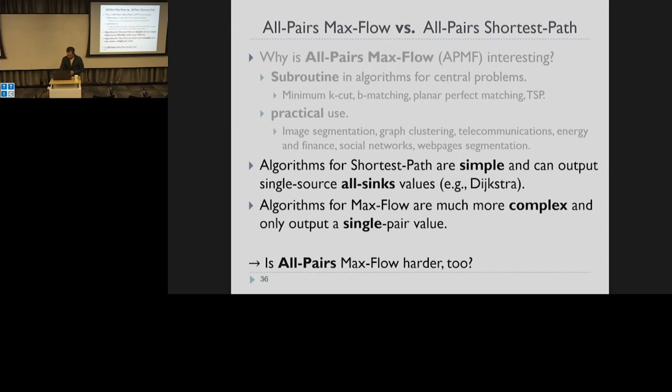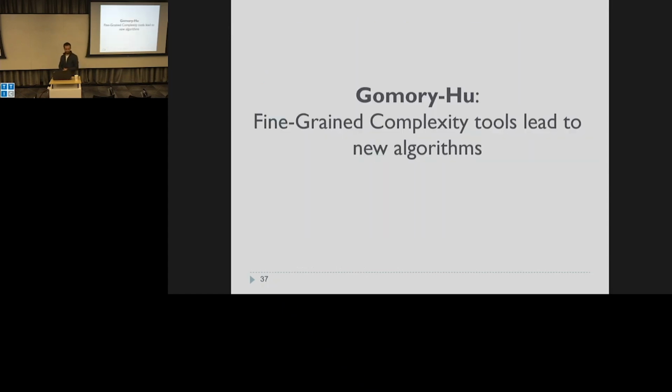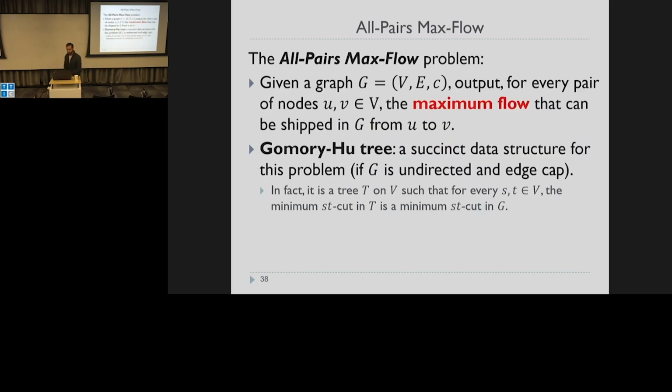So is it more difficult? And so now I'm going to focus exactly on that, on Gomory-Hu, and I'm going to show how the tools of fine-grained complexity can also lead to new algorithms. Okay, so again, all pairs maximum flow, given a graph, you want the maximum flow between every pair. The Gomory-Hu tree is a succinct data structure for this problem where the given graph is undirected again and edge capacitated. Capacities are on the edges.